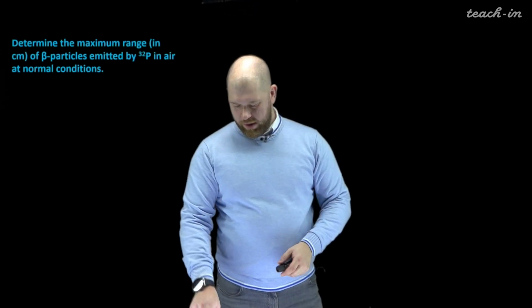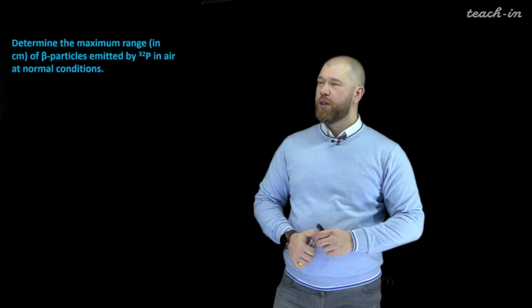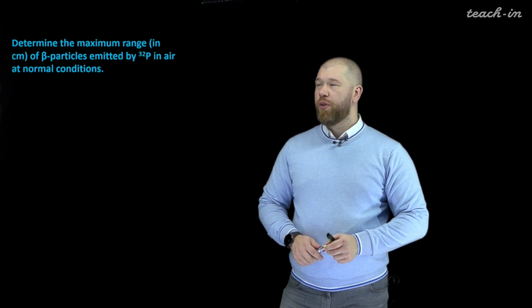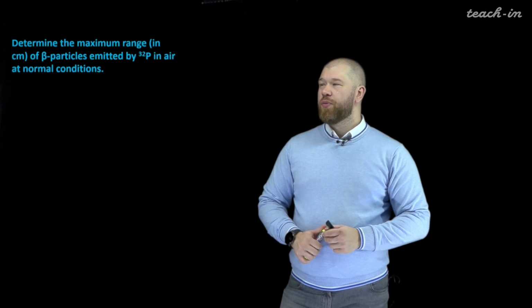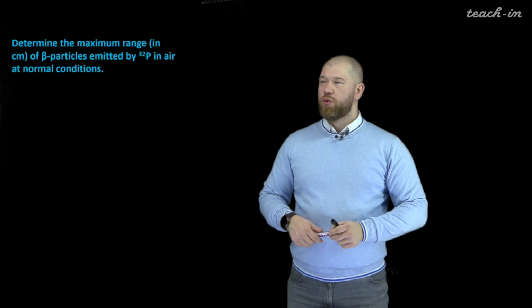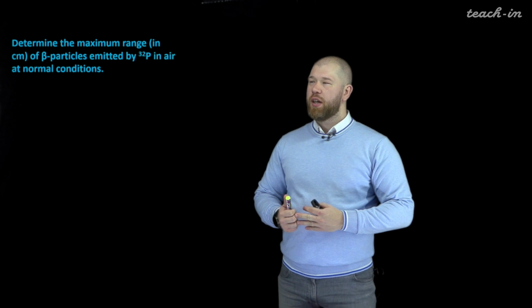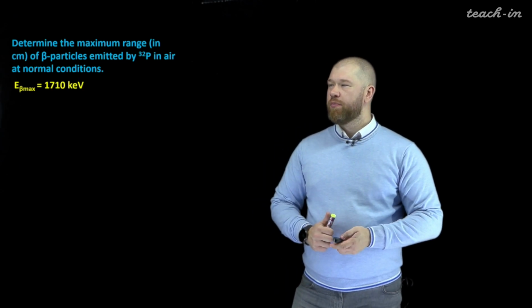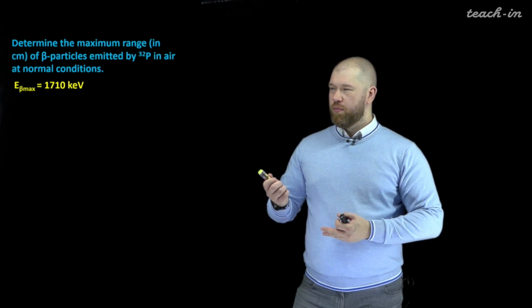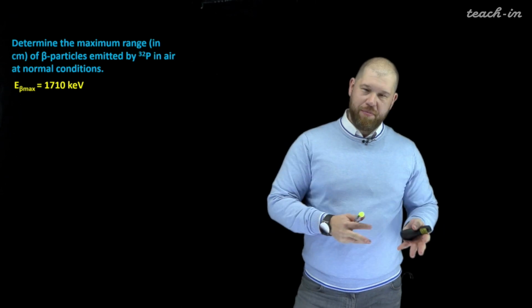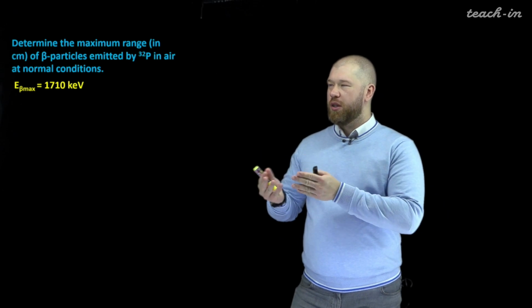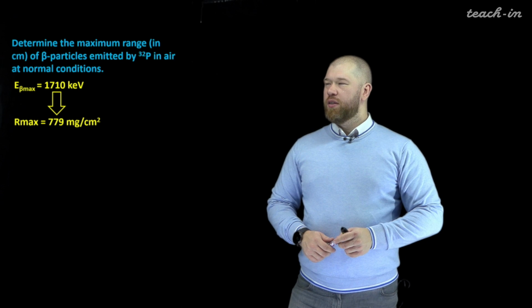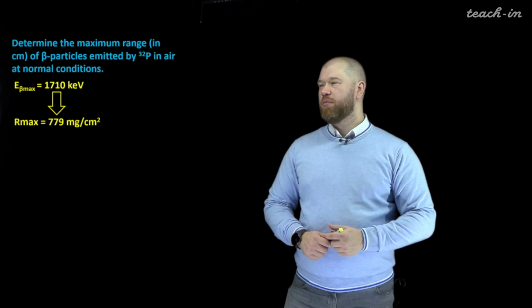So now the next task looks very simple. We have to determine the maximum range in centimeters for beta particles that are emitted by phosphorus-32 in air at normal conditions. To solve this task, we should know the energy of the beta particles that are emitted by phosphorus. This maximum energy is given in databases, so we know this energy. Then, knowing this maximum energy of the beta particles, we should go to the databases and find the maximum range for beta particles with this energy. I already did it, so I found this maximum range. And as far as we know, this maximum range is in milligrams per square centimeter.